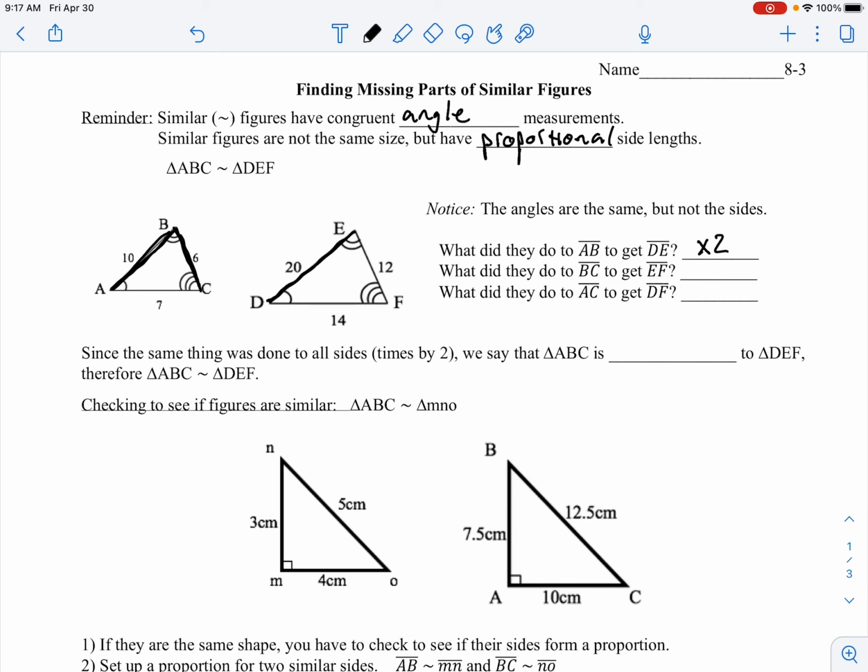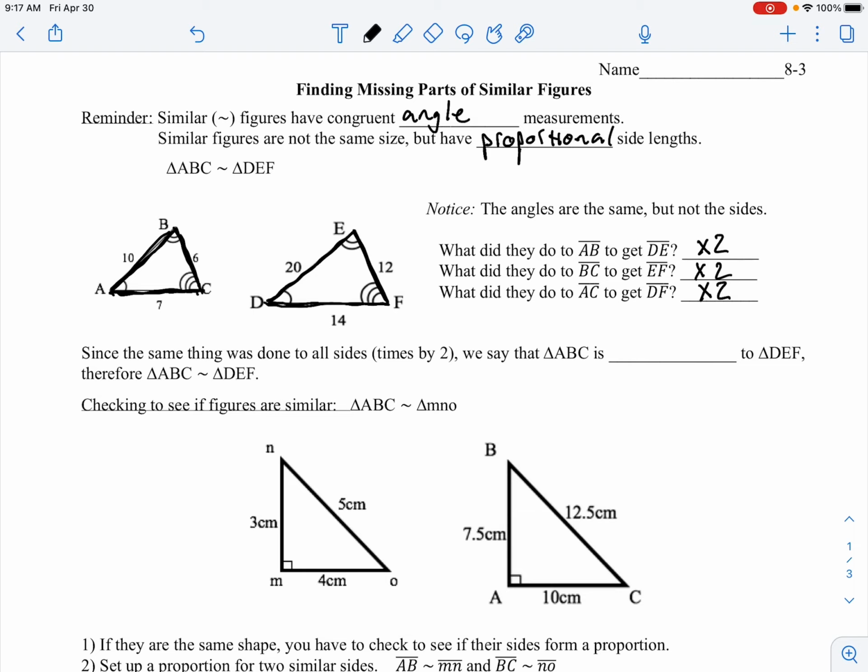Now, what did they do to get from BC here to the length of EF? So how do we get from 6 to 12? Well, that is also timesing by 2. And then from AC to DF, getting from 7 to 14, again, multiplying by 2. So hopefully this is looking a little familiar here. We've done this before, but with tables instead of side lengths.